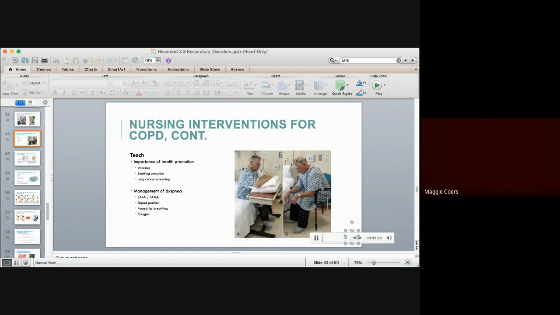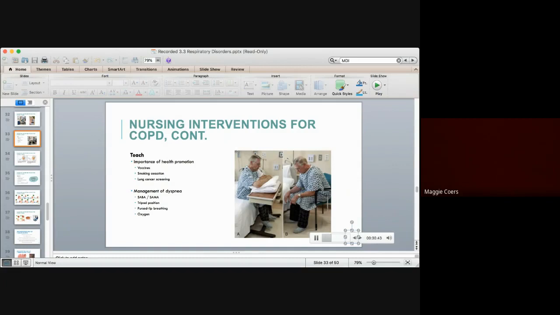The goal of COPD management really is self-care. So nurses need to teach the older adult what to do to stay safe and healthy. So vaccines and smoking cessation are two of the most important things that we can do to help keep our older adults independent and with safe care. We want to also teach to stop any exposures and to prevent any acute respiratory infection.